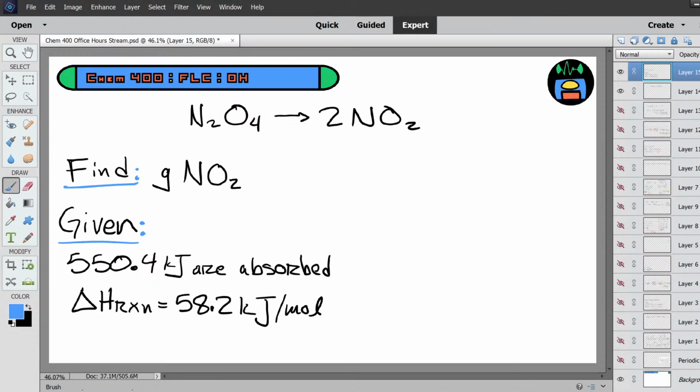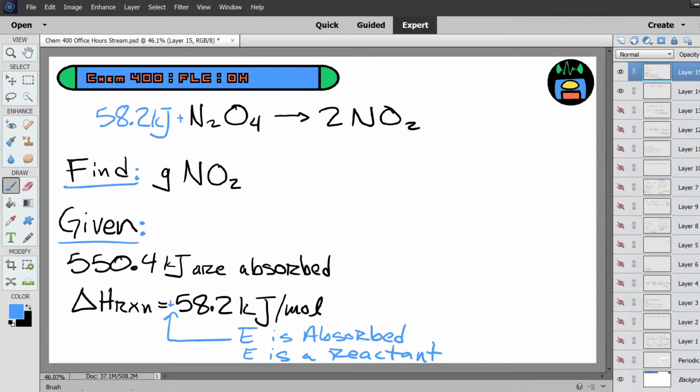Okay, now here is a great opportunity to tie in what we've been discussing on the side. Because our delta H is positive, that means energy is absorbed by this reaction, by this chemical process, which means that energy is a reactant for this process. Energy is consumed, it's absorbed, it's a reactant. So we can write in 58.2 kilojoules on the reactant side.